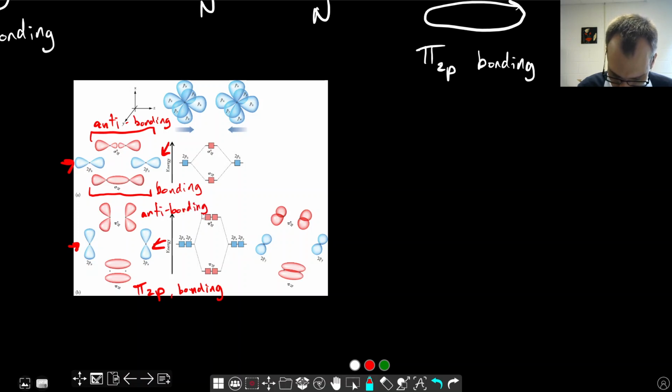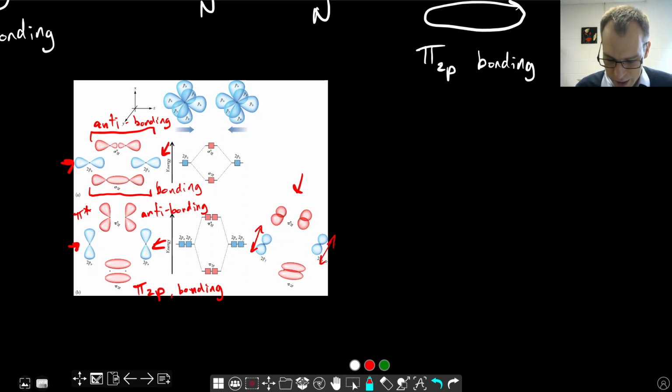And this is our pi star 2p. All right, and then over here, there's three p orbitals, right? We've only looked at two of them. So there's another p orbital that points in and out of the page, and that's being depicted here.